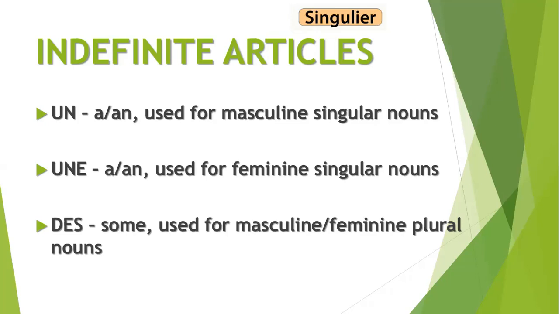Now the last is des, which means some. DES is pronounced as day. Now we don't know how many books are on the table. So what do we say? There are some books on the table, right? That some is replaced by des in French. When you don't know the quantity of things, you can say des. And des is used for the masculine and feminine plural noun.